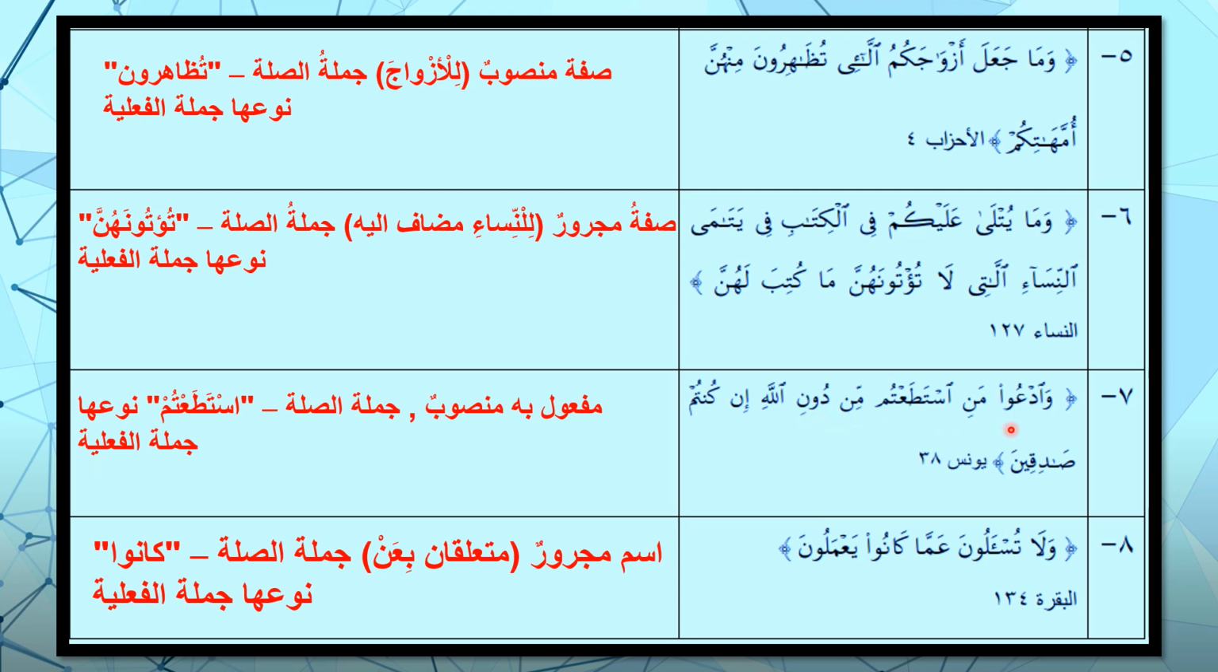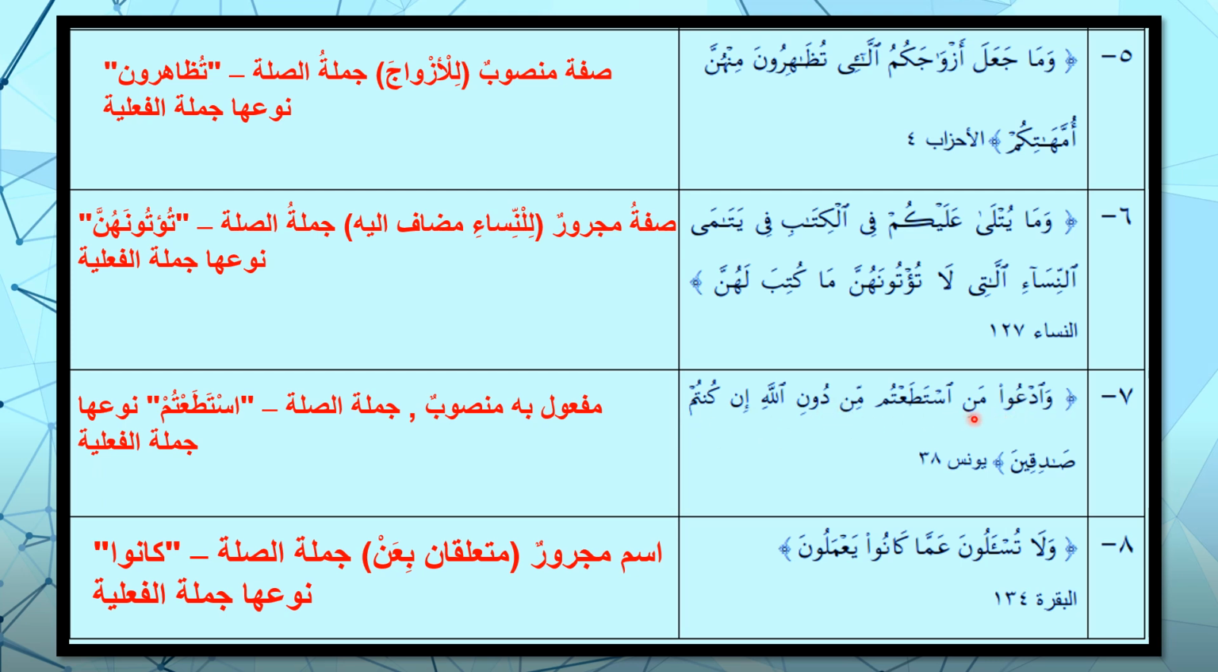And now let's check the seventh one. Wad'u means it's a command to call or to invite. Ad'u, da'a. Man istata'atum, the one who is able to, who can. Istata', the verb is istata', and this is the 6-letter verb. Among you who can help you or do good to you, min dunillahi, without, means instead of Allah, without Allah. In kuntum sadiqin, if you are truthful, call to them who can help you instead of Allah. So this is the command ud'u.